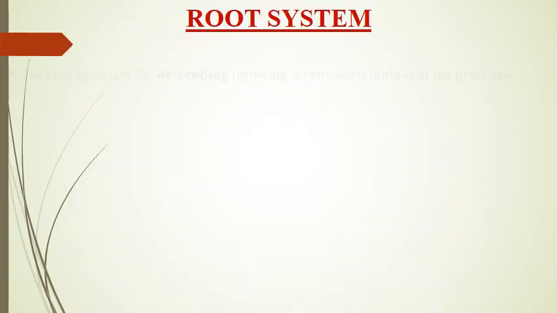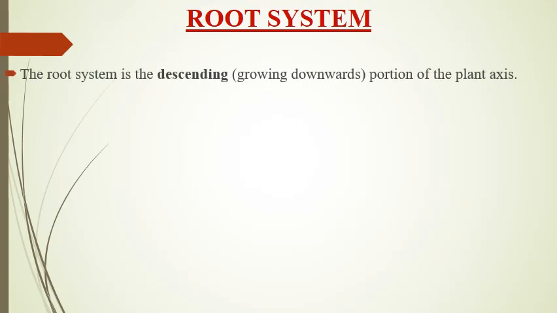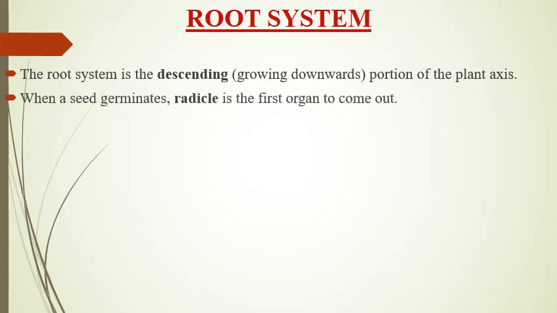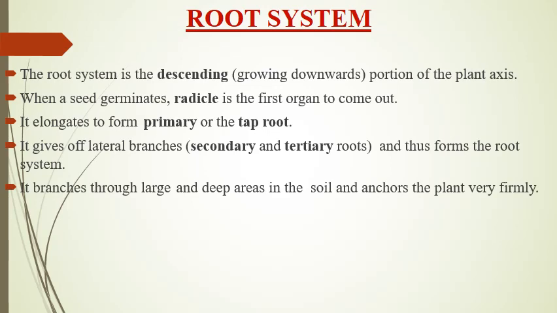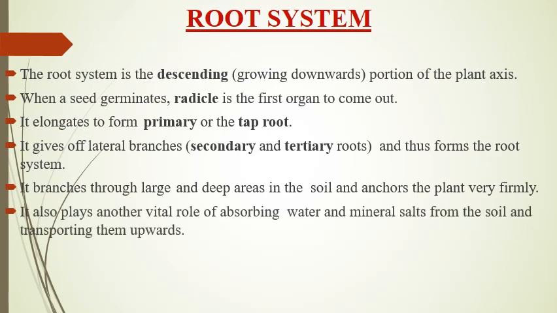Next is root system. The root system is the descending portion of the plant axis. When a seed germinates, the radicle is the first organ to come out. It elongates to form the primary or the taproot. It gives off lateral branches and thus forms the root system. It branches through large and deep areas in the soil and anchors the plant very firmly.